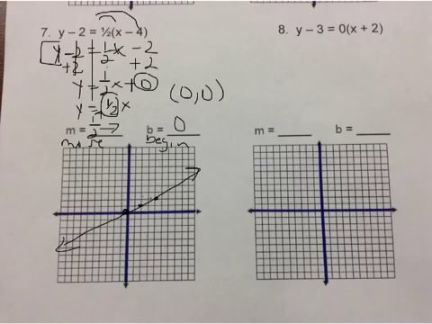Alright, number 8. This time we're double rainbow on a 0, which kind of seems weird, but we're going to go ahead and do it. Y minus 3, we'll just bring that down. 0 times x is 0x. 0 times 2 is 0.